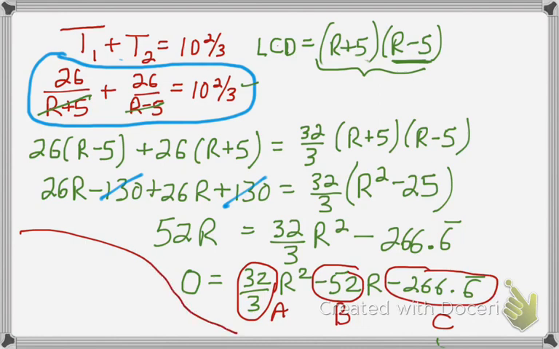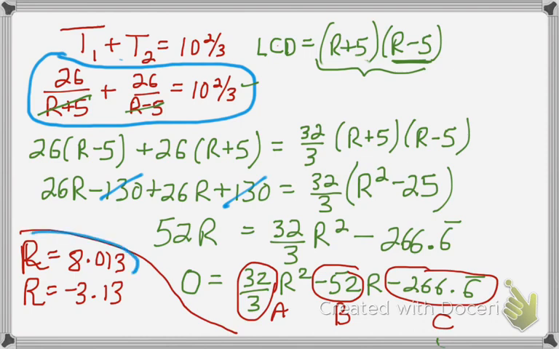Using quadratic formula, I get two answers. I get r equals 8.013, or r equals negative 3.13. We're talking about a rate, how fast is the boat going in still water. So this would be our answer, and our units would be, it's a speed in miles per hour. So we get around 8 miles per hour. So that was the first one, good example of using rational equations to solve a word problem.